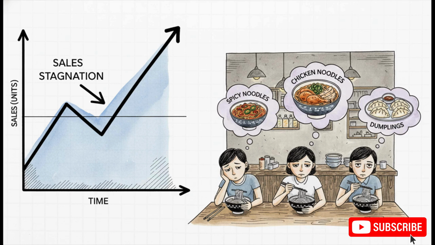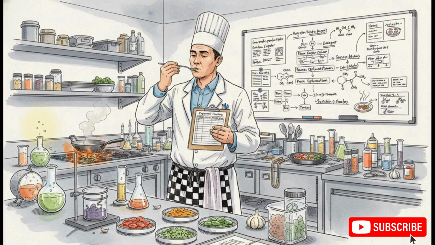What's going on? Customers are getting bored. They love the noodles, but they want something new. To fix this, the chef sets up a little R&D lab in the corner. This is where they experiment with new recipes, maybe a spicy version or chicken noodles. And crucially, they track everything. What worked, what didn't. This lets them innovate and find the next big hit.